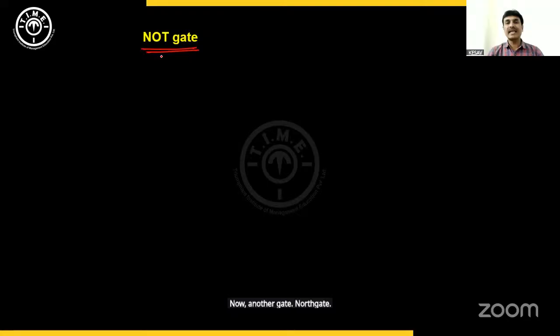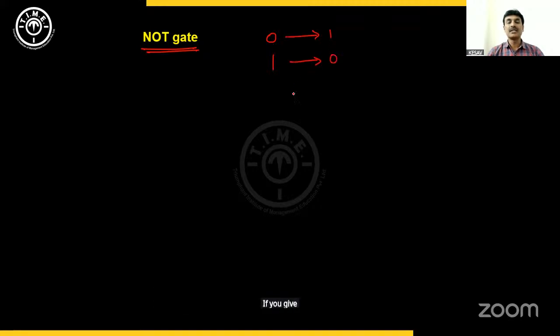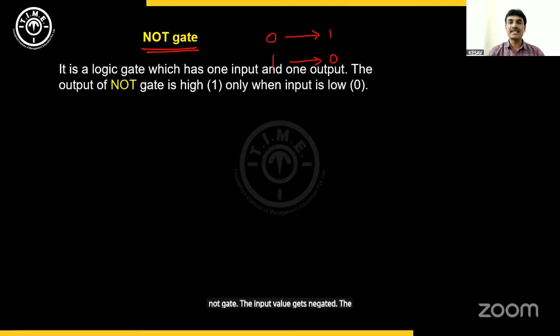Now, another gate, NOT gate. It is a gate with one input and one output. Whatever input you give, either 0 or 1, two values are possible for the input, right? If you give 0, that becomes 1. If you give 1, that becomes 0. Such a gate is called NOT gate. The input value gets negated.